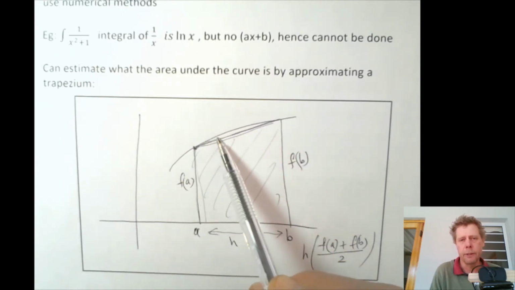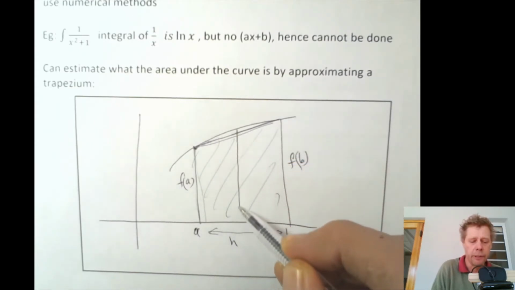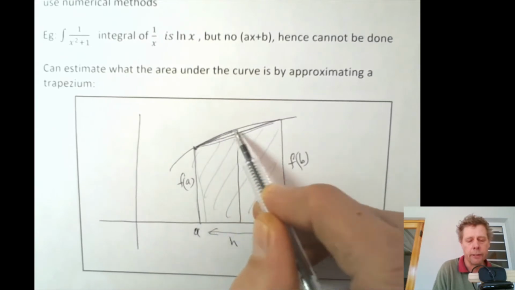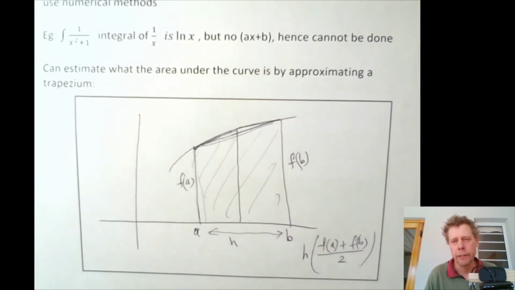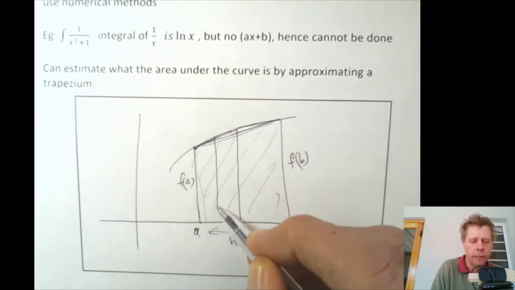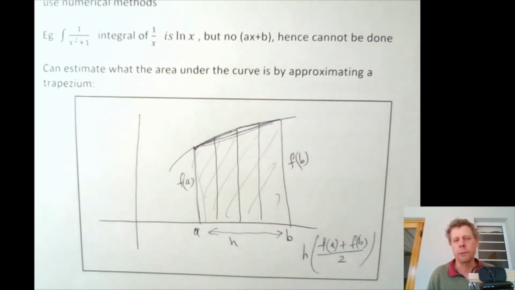It's only an estimate. If we wanted to make it more accurate, why don't we put another trapezium here? And we could say, right, now we're getting a much closer estimate. And so it could go. We could divide it up into a whole lot of trapeziums if we wanted to. We could sum up the area of each one, and that basically embodies the trapezium rule.